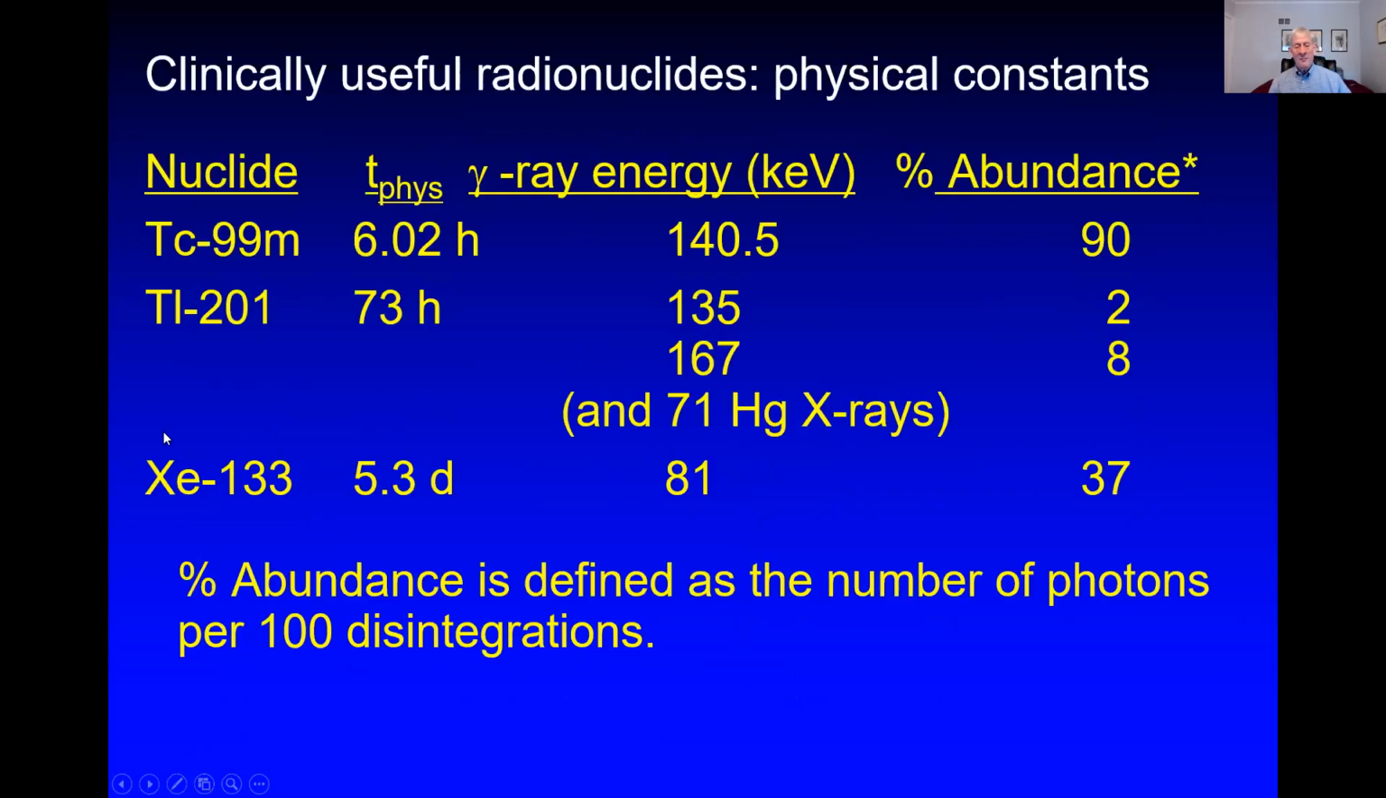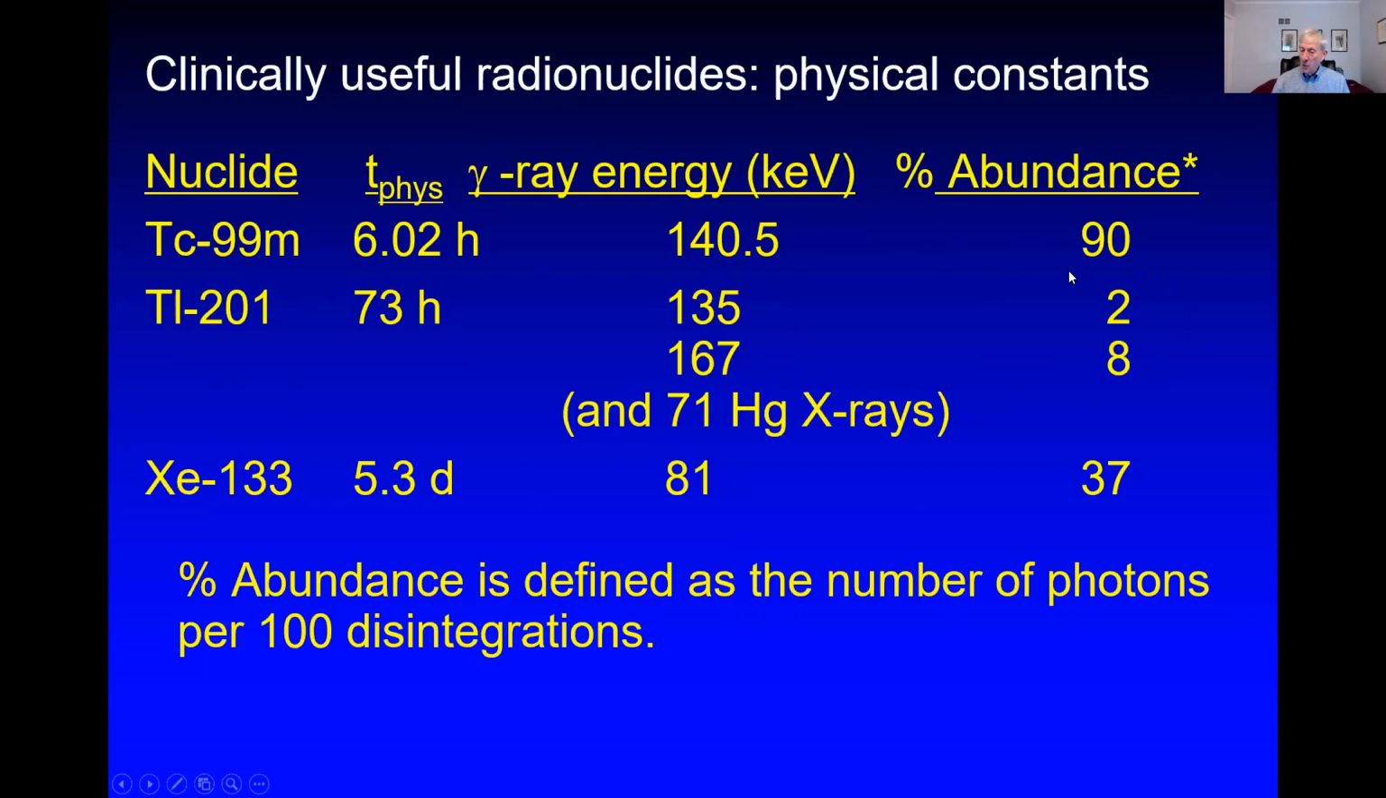And then finally, we have this last slide. Obviously, you must know technetium, 6-hour half-life, 140.5 keV. And you'll just note that the percent abundance is very high, 90%. Also, we have thallium, 3-day half-life, has two perfectly wonderful gamma rays and a lot of 71 keV suboptimal X-rays from the mercury daughter.